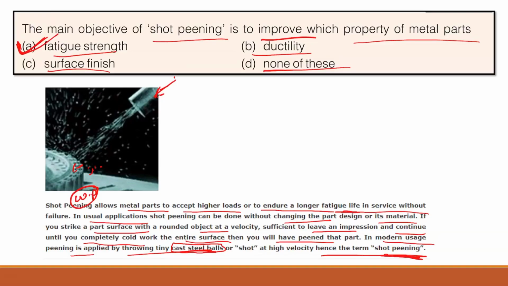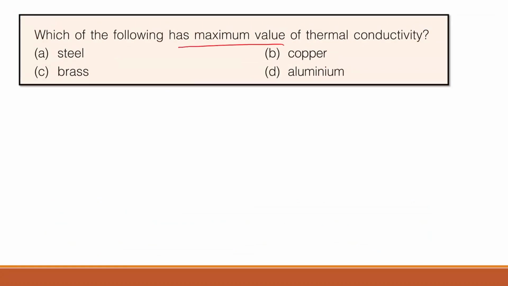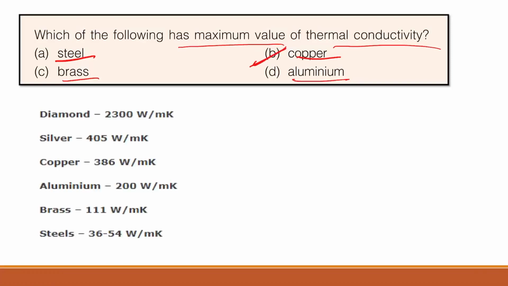Now the next question. Which of the following has maximum value of thermal conductivity? The options are steel, copper, brass, aluminum. So this is also one of the factual questions, guys. Here the correct answer would be copper. Maximum thermal conductivity. That's why copper is used in electrical wires, right? Copper has the maximum value of thermal conductivity among all these options, right?